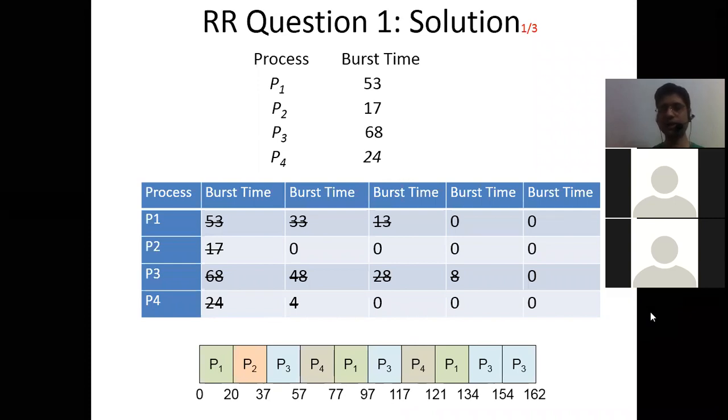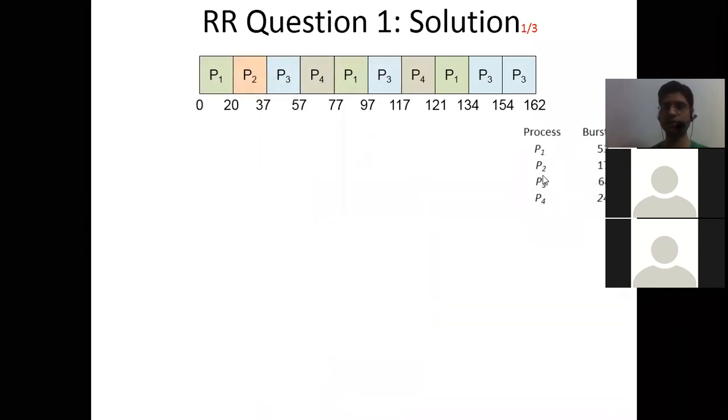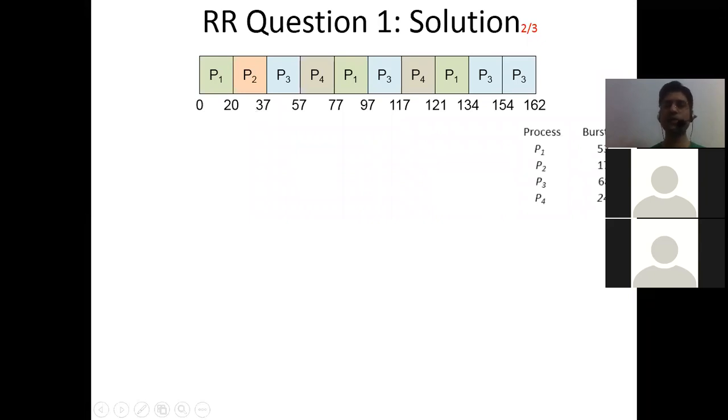Okay, so let's start to calculate the waiting time, average waiting time, turnaround time, and the average turnaround time. So let's see how to calculate these things. Here we have the processes and the burst time, and this is the Gantt chart through which we are going to calculate the waiting time. What is the waiting time? Waiting time is the time a process waits in the ready queue for its turn to go to the CPU.